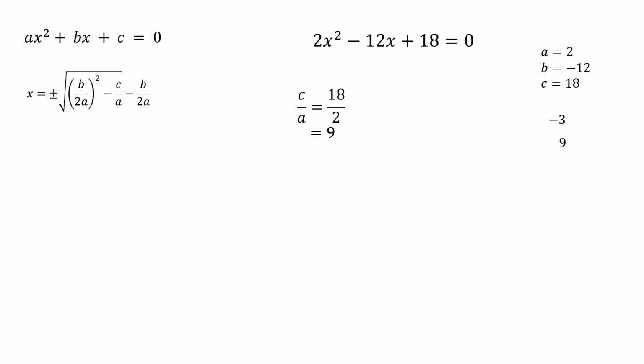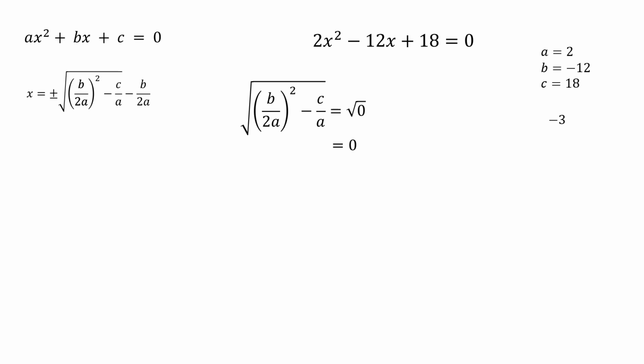So now let's hop on to the next step, which is finding b over 2a squared minus c over a. And here we'll get that the value is equal to 0. So for this part, we have to square root the value we got on the last part, which is b over 2a squared minus c over a, and we got the value of 0, but the square root of 0 is still 0, so we get 0.